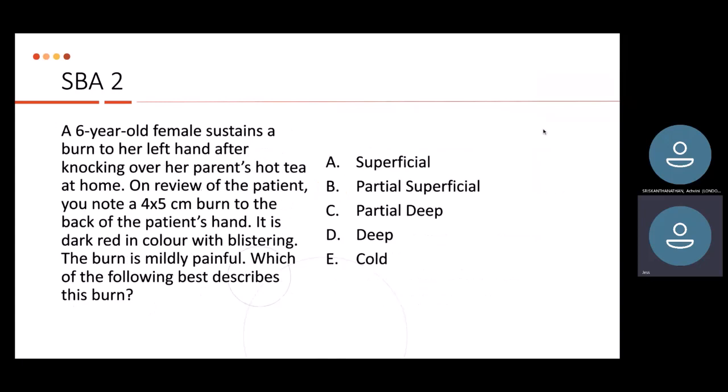A 6-year-old female sustains a burn to her left hand after knocking over her parents' hot tea at home. On review of the patient, you note a 4 by 5 centimetre burn to the back of the patient's hand. It is dark red in colour with blistering. The burn is mildly painful. Which of the following best describes the burn?